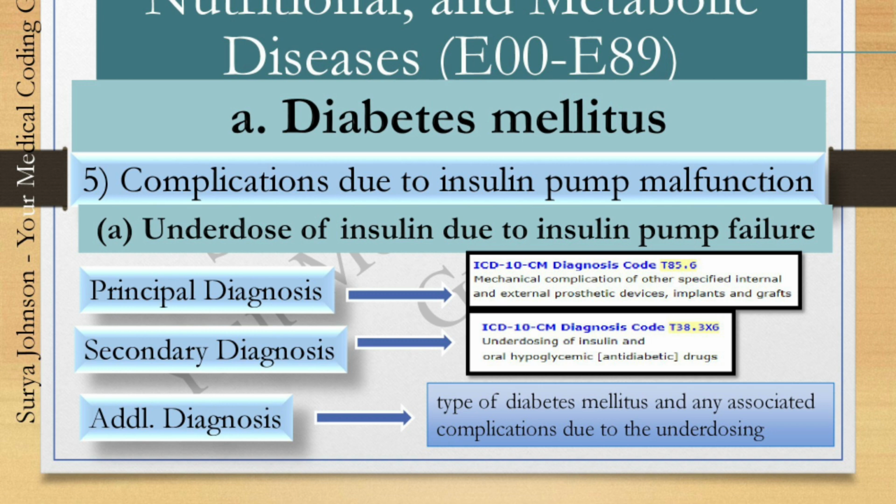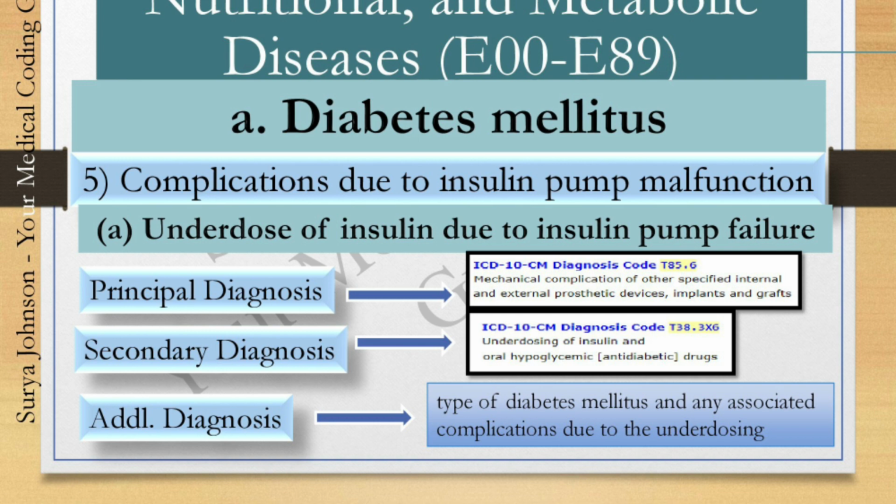Then followed by that, the secondary diagnosis will be T38.3x6, which is the underdosing of insulin and oral hypoglycemic anti-diabetic drugs. So these two diagnoses should be principal and secondary. Additionally, you will code the type of diabetes, and if there is any other complication or any other side effects because of this underdose, you will be coding them as well. So this is how you should code the underdosing scenario.